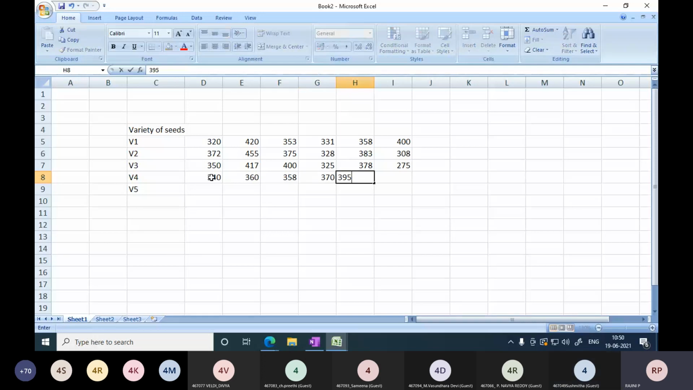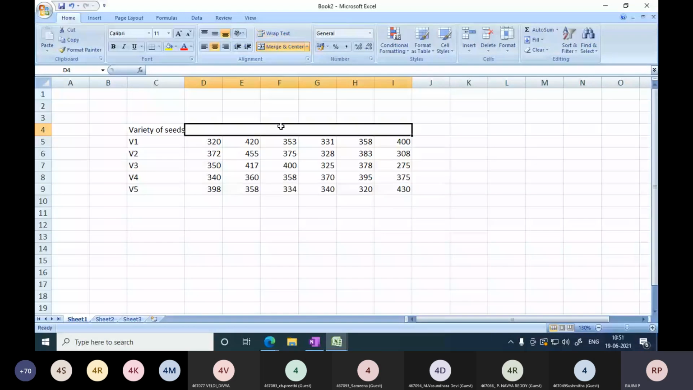Next, V5 values: 398, 358, 334, 340, 320, 430. So this is the data. This is the arranged data. I have arranged the data into the proper table.